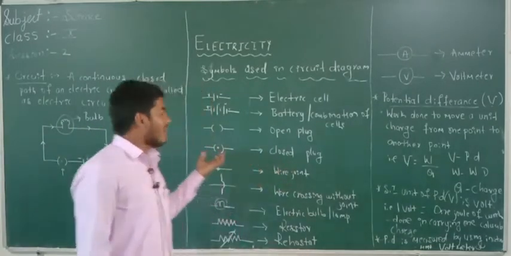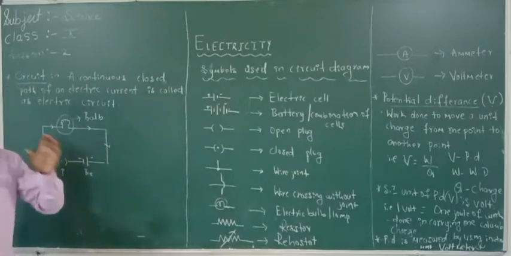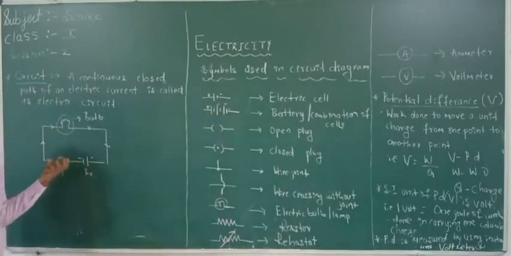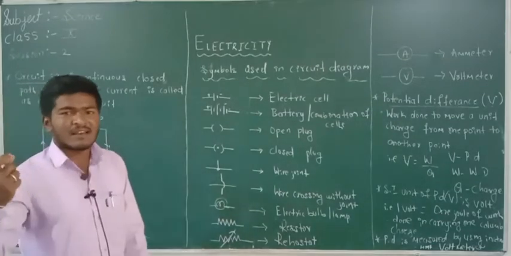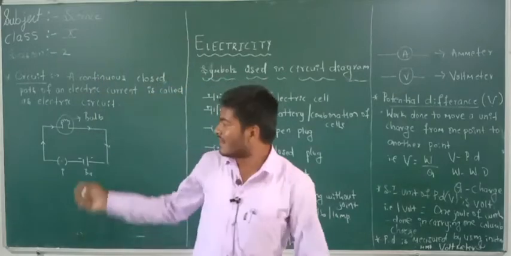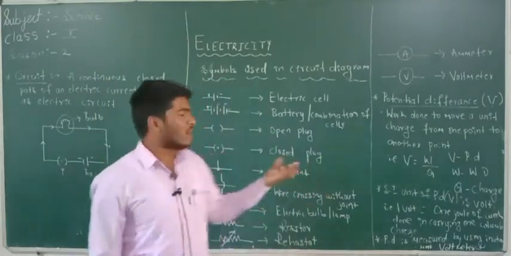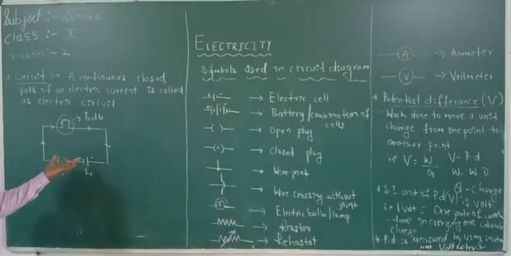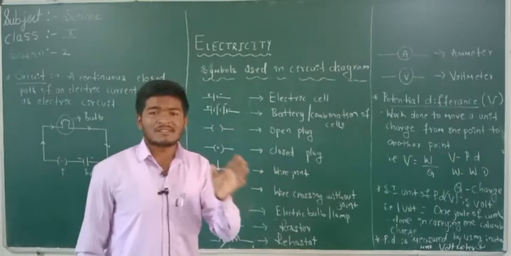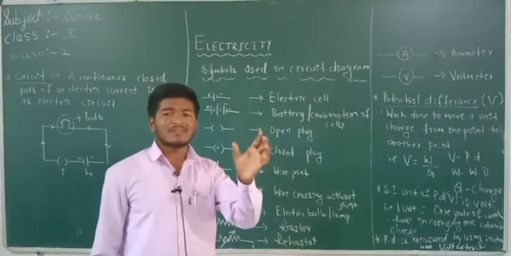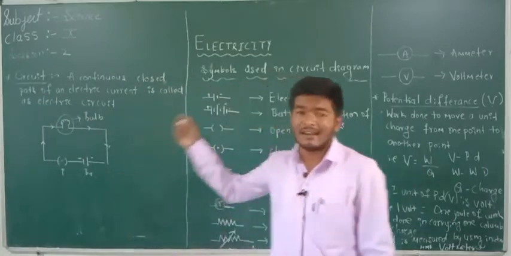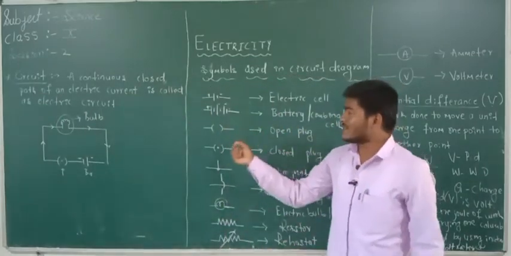The electrical engineers represent the electrical connections in the form of a diagram. When electrical engineers come to a new house, they draw the electrical circuit diagram. That's why these circuit diagrams are helpful. Under this circuit diagram, we are going to study some symbols. They represent the equipments used in electrical connections as symbols.